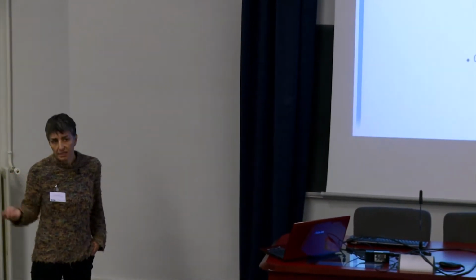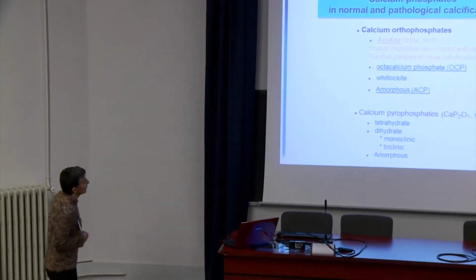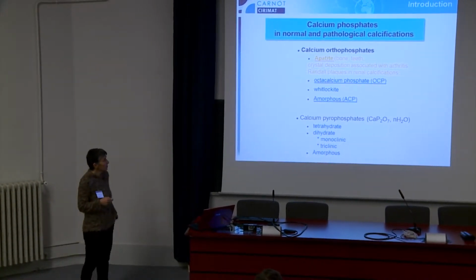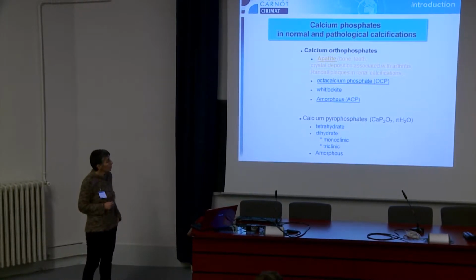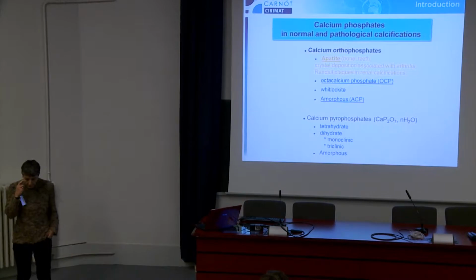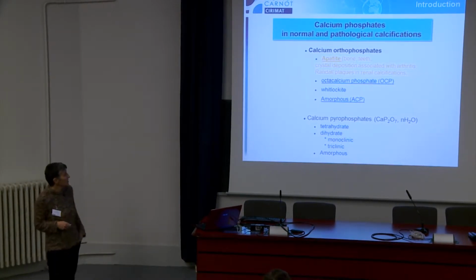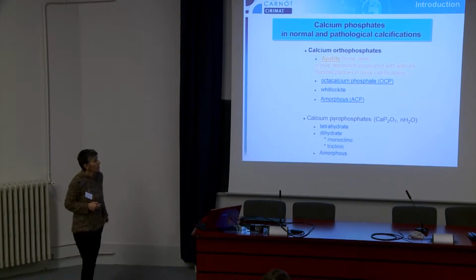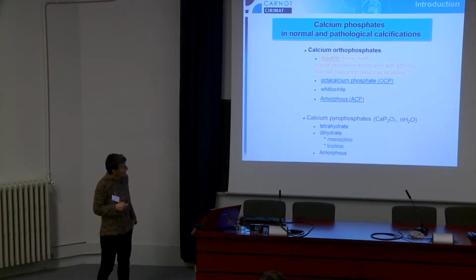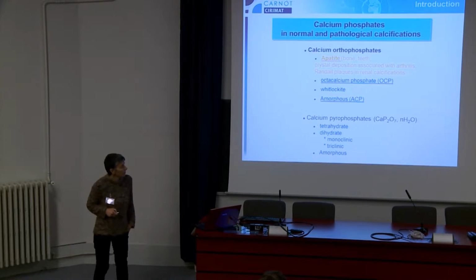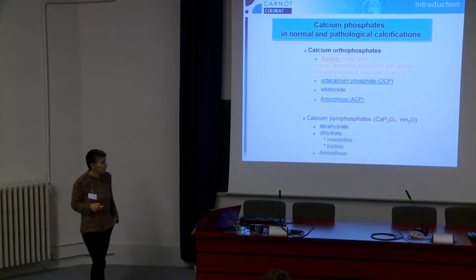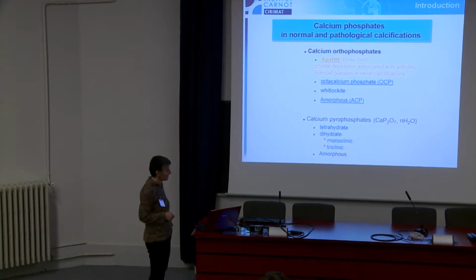So calcium phosphates, this is what I will talk about, are found in normal and pathological calcifications, and I will focus on apatite, which is encountered in bone and teeth, which are hard tissues in vertebrates. But it's also found in pathological calcification, for example, in the crystal deposition associated with arthritis, or in renal calcification. And I will talk a little bit about other calcium phosphates, octacalcium phosphate, and also amorphous calcium phosphate, sorry.